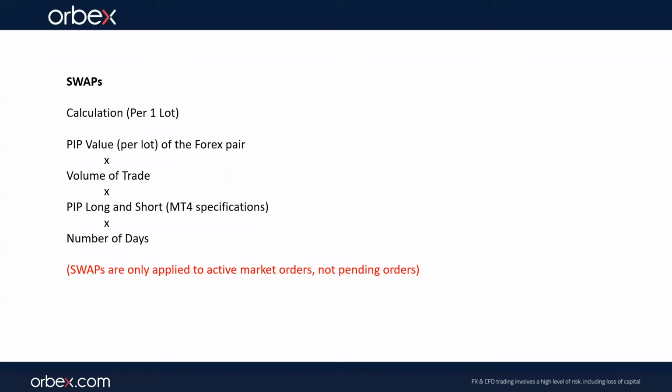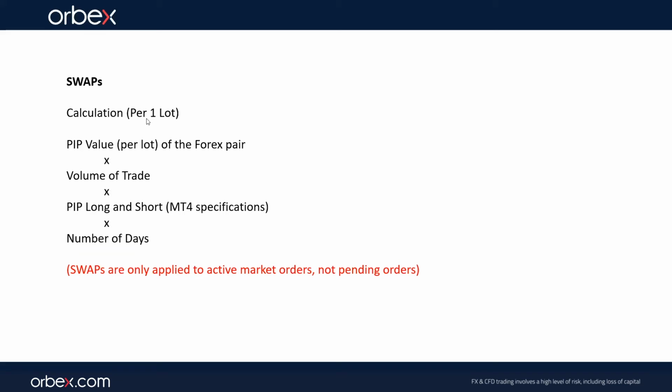So swaps, what are swaps? Swaps are basically charges for trades that are left open overnight. And swaps, most importantly, are only applied to active market orders, not pending orders. Pending orders is what we're going to see shortly, but this is just something important to note, that if you have a pending order, it cannot be charged swap, no matter how long it's been on the market for.